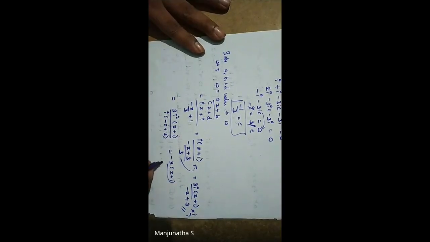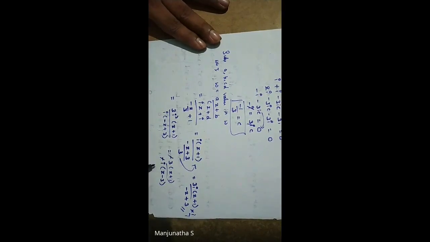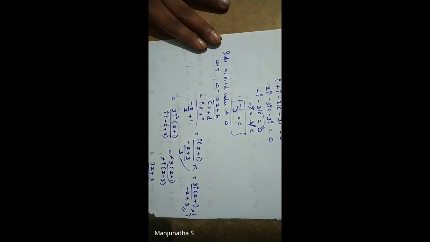So when you send minus inside, minus outside, so minus i of z minus 3. So the positive term will become negative, the negative term will become positive. So where we can cancel i, and minus and minus. So what will I get? 3z plus 3 divided by iz minus 3i. So this is the final answer. 3z plus 3 divided by iz minus 3i.